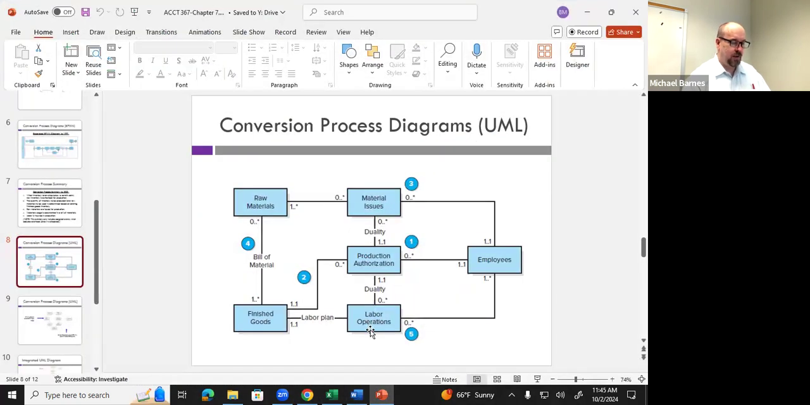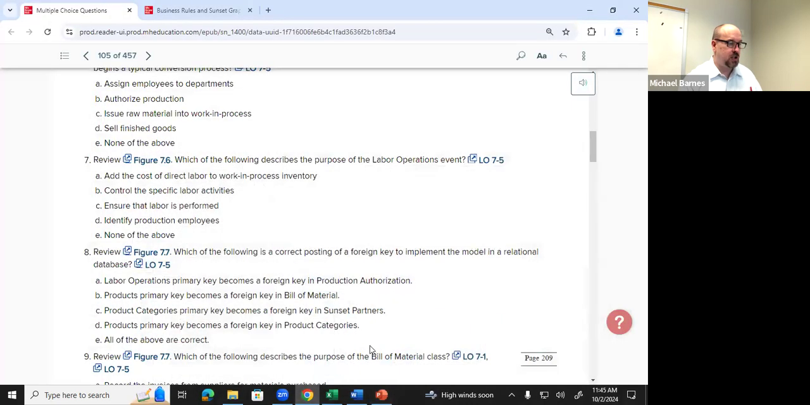Here's our labor operation event. And basically, this is a point where we say we're adding labor to the process. Now, how is that depicted according to the answers? All right, so let's go ahead and go through these answers one by one and make sure that we have some understanding here. So I'm going to tell you right now, it's not none of the above. It's going to be one of these, all right?